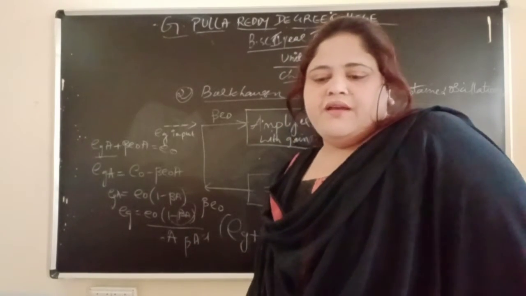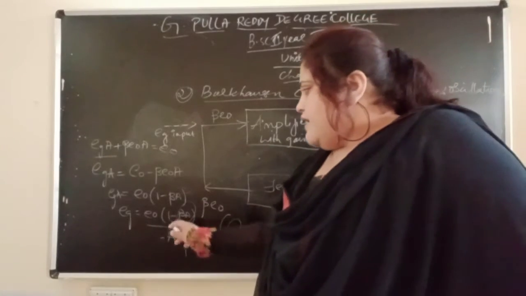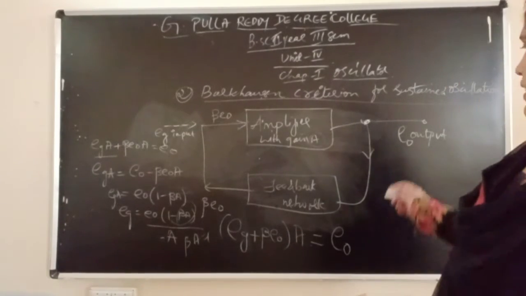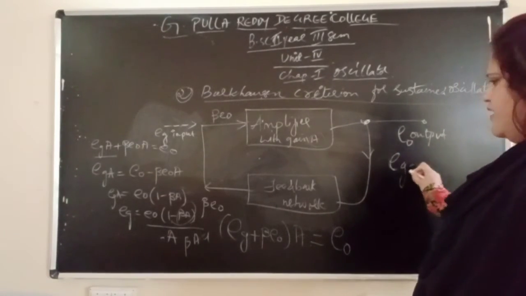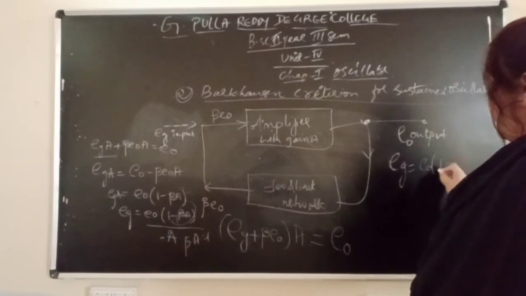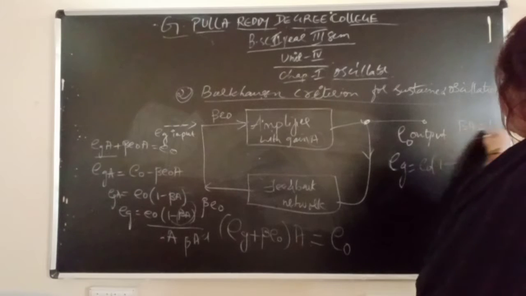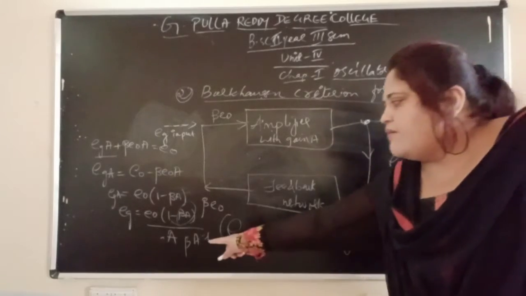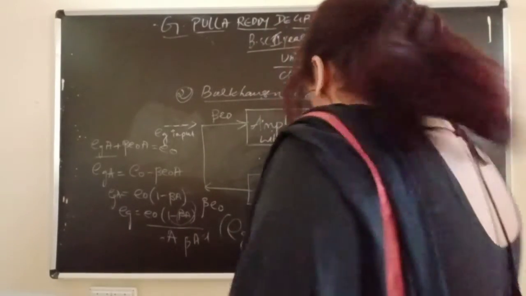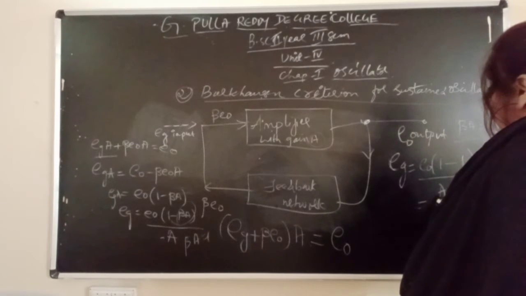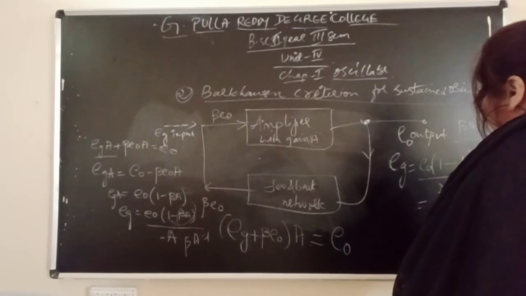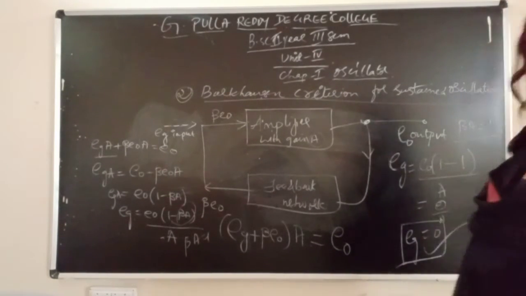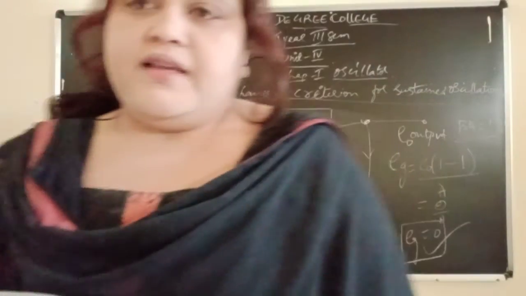Substituting beta A equal to 1 in this equation, what do we get now? If beta A equals 1, then Eg equals E naught times (1 minus beta A) by A, where 1 minus beta A equals 1 minus 1. I am substituting this in the equation. Obviously, this will become 0, and 0 by A, anything, is 0. So Eg is nothing but 0.